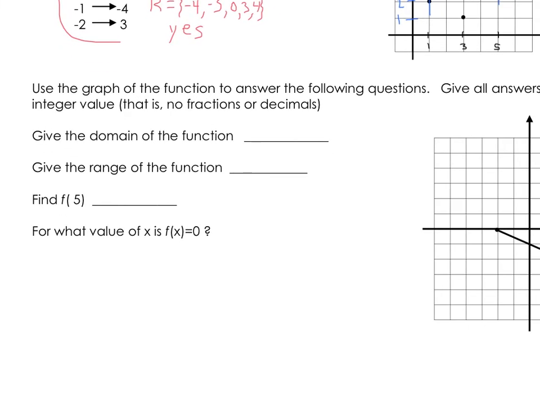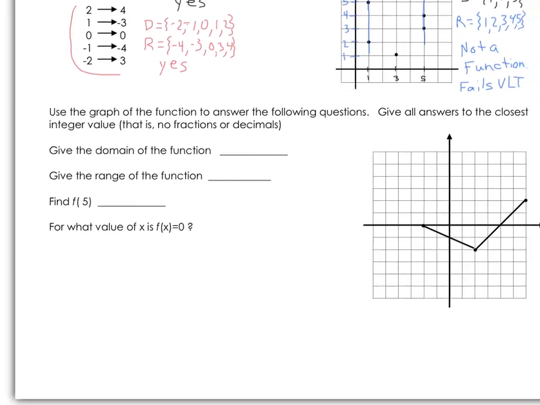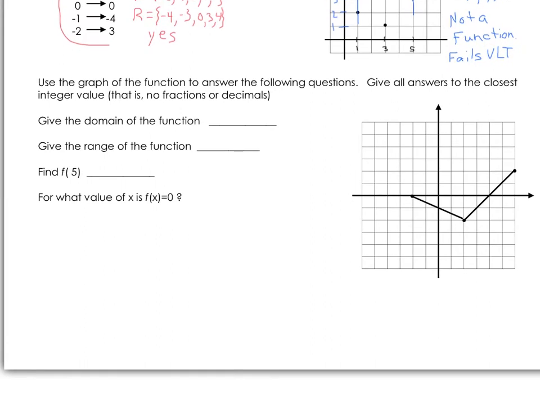Use the graph of the function to answer the following questions. Give all answers to the closest integer value. That is, no fractions or decimals. So give the domain of this function. What is the domain? Remember, domain is x values. How far right and left can it go? Well, to the left, it goes all the way over to -2. To the right, it goes all the way over to 6.